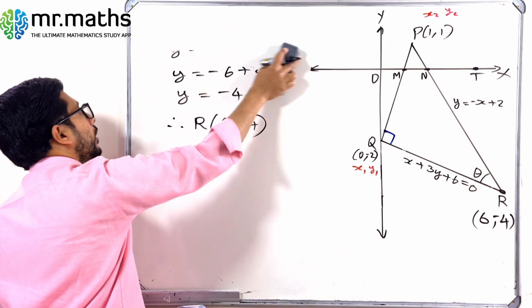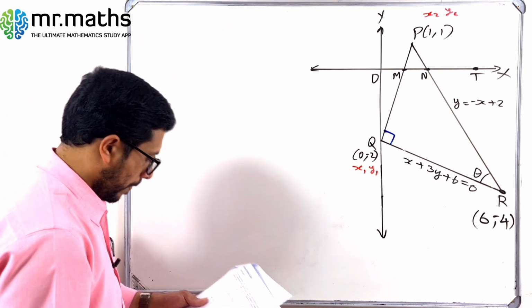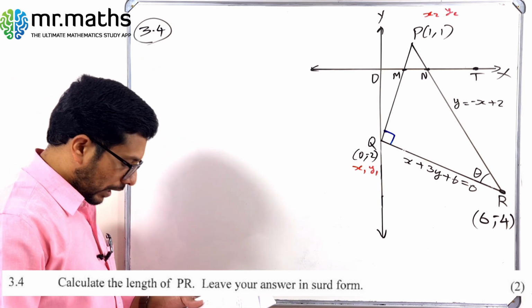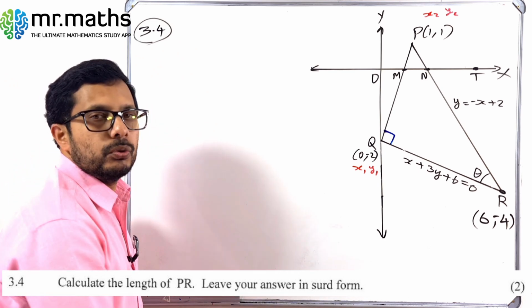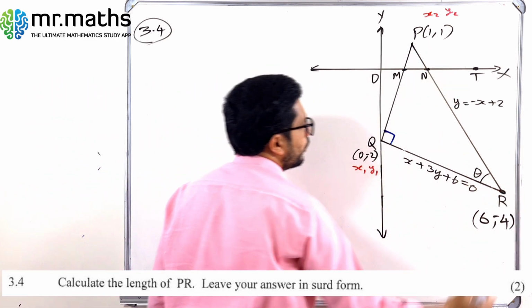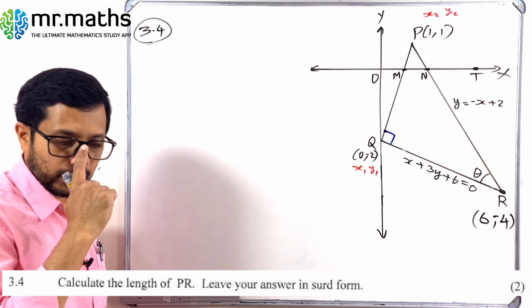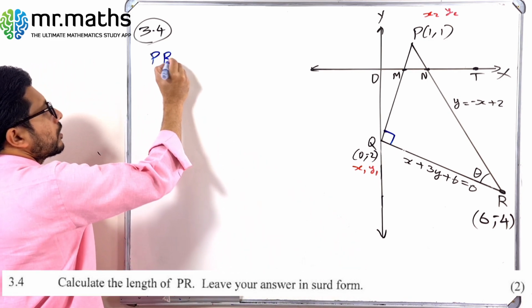Question number 3.4. What is that question? Calculate the length of PR. Leave your answer in surd form. You have to find the length of PR. This one, PR. So we know both the coordinates, so it's easy. You have to apply the distance formula. Okay, so what is the distance formula? PR is equal to, what is the distance formula?